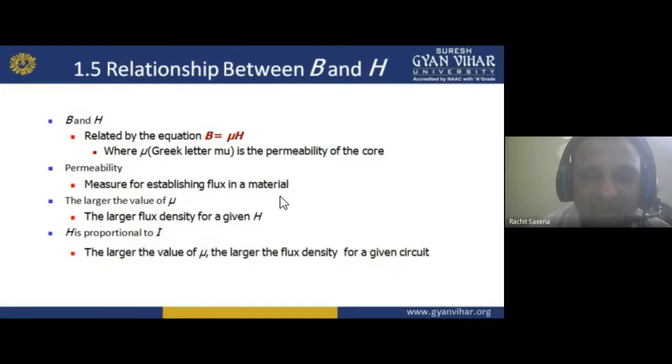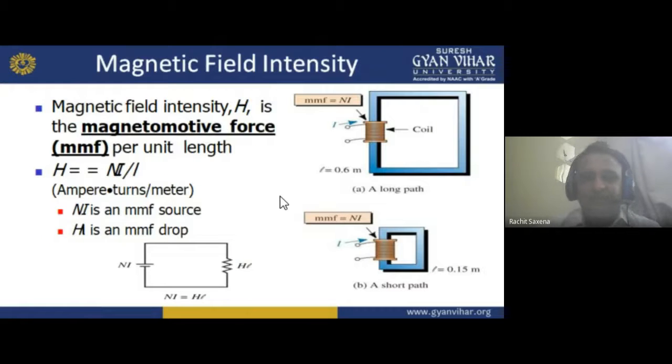Another way we can say it: the measure of establishing flux in a material is mu. The larger the value of mu, the larger the flux density for a given H. H is proportional to I. The larger the value of mu, the larger the flux density for a given circuit. So this is your H: H is equal to Ni by L. So we can also write B is equal to mu Ni by L.